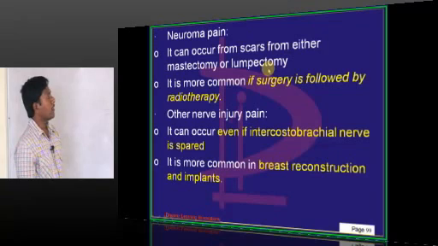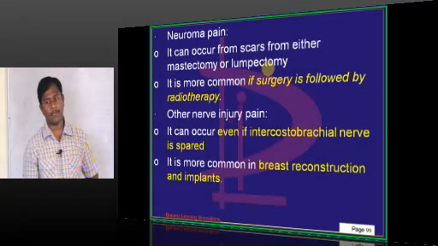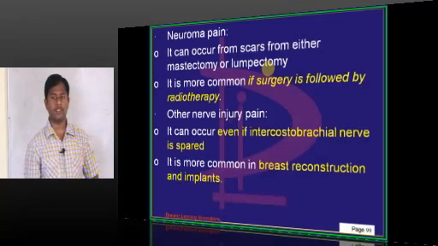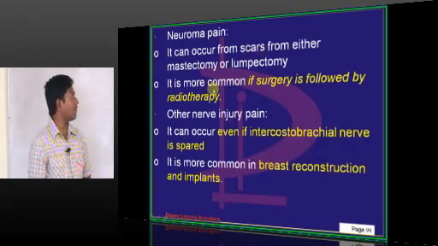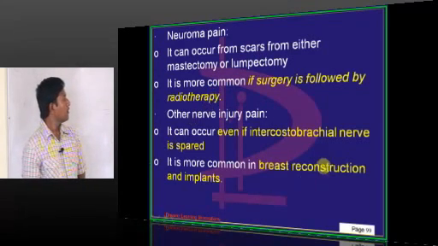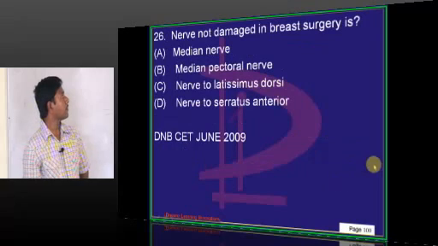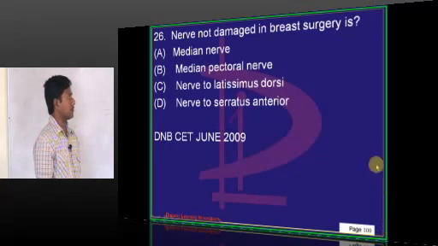Neuroma pain most commonly occurs due to radiotherapy. These are the types of pains not given earlier. Just make a note of these things. Neuroma pain is commonly seen after radiotherapy. Nerve not damaged in breast surgery.